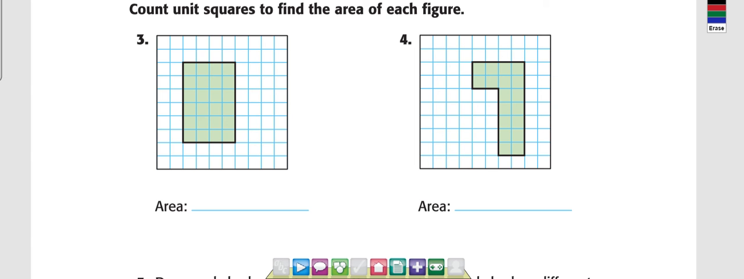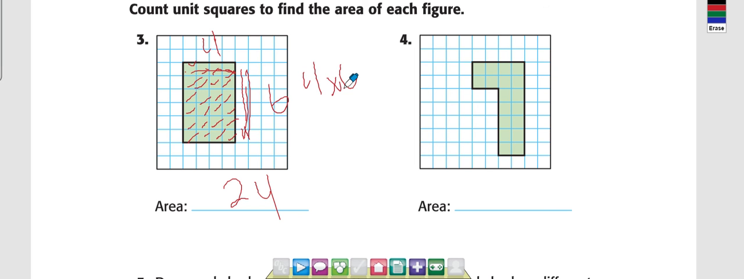For number 3, the area, just counting 1, 2, 3, 4, 5, 6, 7, 8, 9, 10, 11, 12, 13, 14, 15, 16, 17, 18, 19, 20, 21, 22, 23, 24. 24. However, how many are on the top? 4. How many are on the side? 6, right? So isn't 4 times 6 24? There you go.